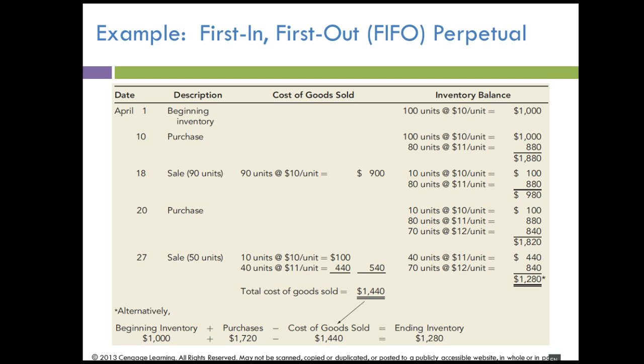So we add that to our inventory balance. And then on April 27th, when we sell 50 units, we will show that we sell 10 units at $10 a unit, and then we would sell our 40 units at the $11 a unit. So it allows us to constantly see what we have sold, and it will also allow us to keep track of our ending inventory at the end of the period.